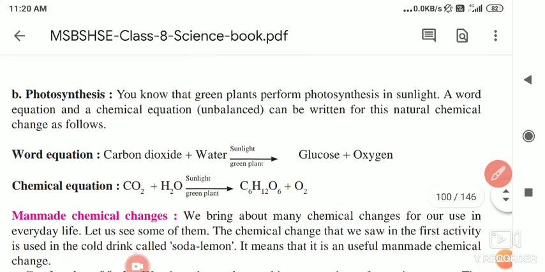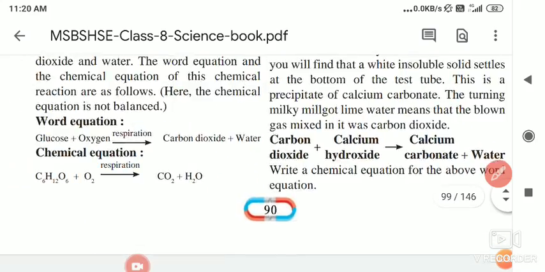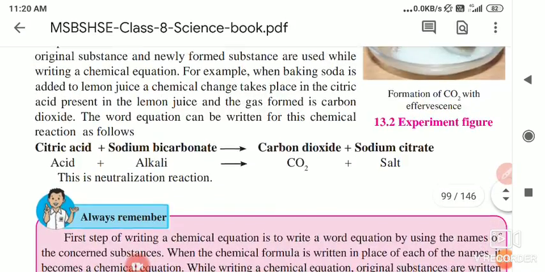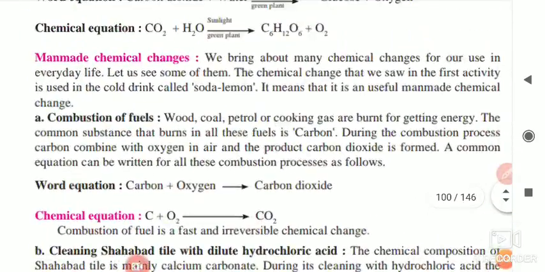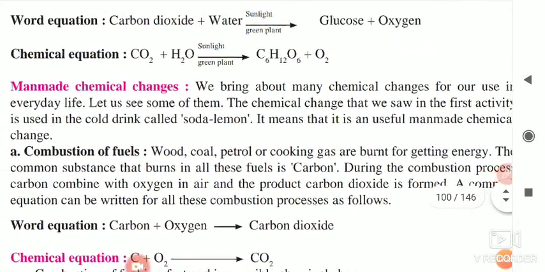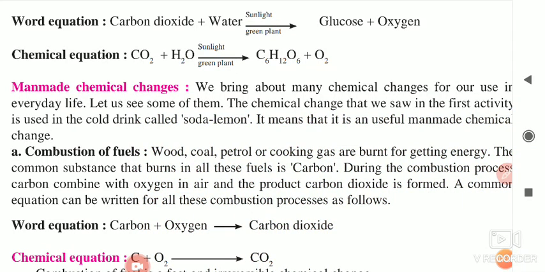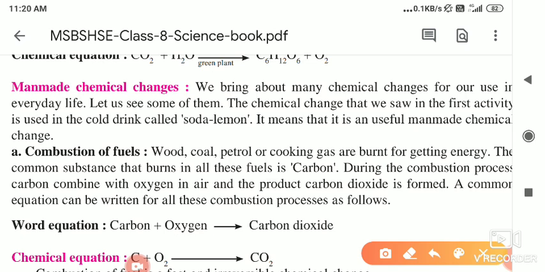So in this activity, carbon dioxide is added into the cold drinks, and that is a useful man-made chemical change. Here it is written, the chemical change that we saw in the first activity is used in the cold drinks called soda lemon. It means that it is a useful man-made chemical change.